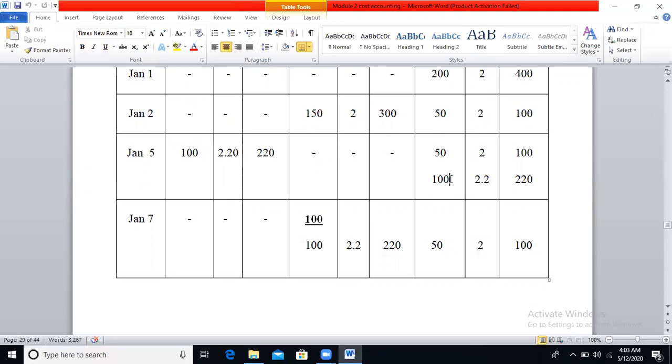So out of 100, the required quantity will be 100 only. So 100 at what price? The 100 units purchase price will be 2.2. So you will issue at this price. 100 into 2.2, you will get 220. So you have completely issued 100 units. Now the balance, you are having only the 50 units at the rate of 2 rupees. The value will be 100.